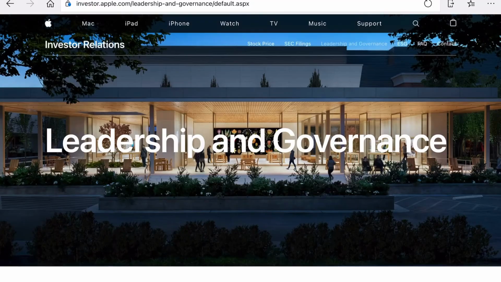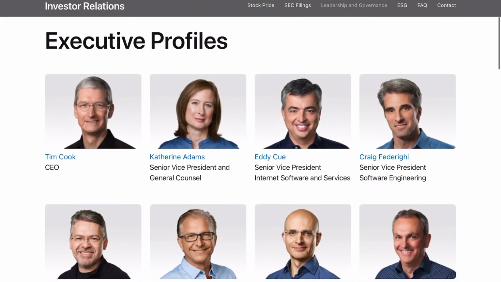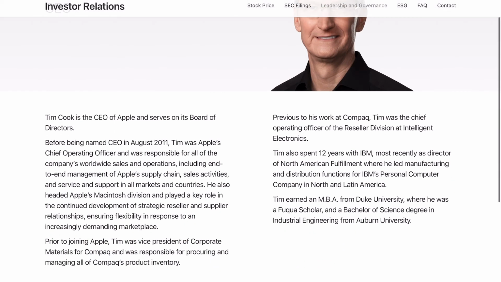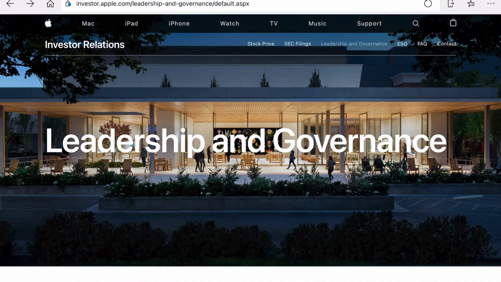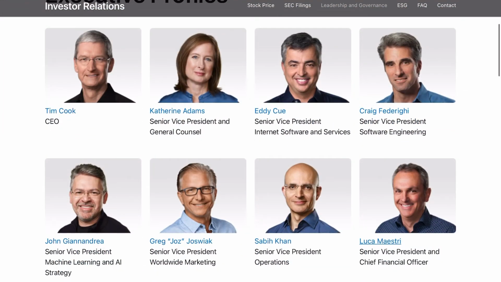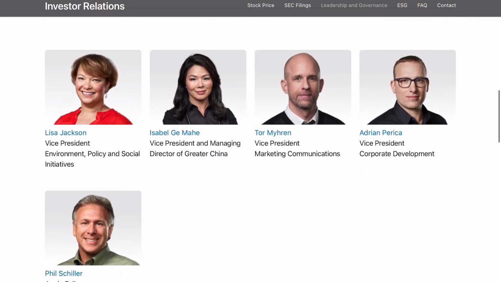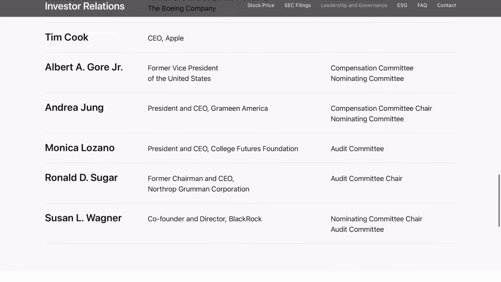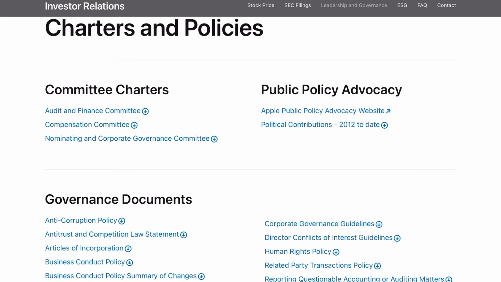So leadership and governance, again, I've spoken about that before, and it gives you a breakdown on management. And I think when you click into it, it gives you a summary of their history and what background they come from. So that might be really important to some people to try and get a feel for who's on the management team and who's on their board of directors as well. And that information is really, really useful.